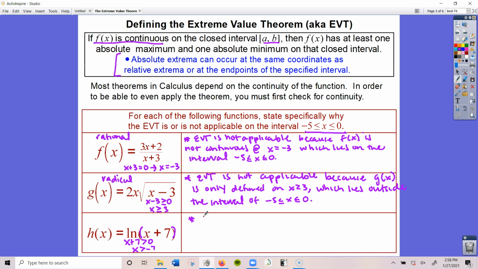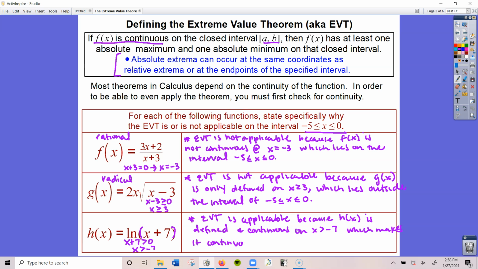So for this particular question, EVT is applicable because h of x is defined and continuous on the interval x is greater than -7, which makes it continuous on the interval -5 is less than or equal to x is less than or equal to 0.